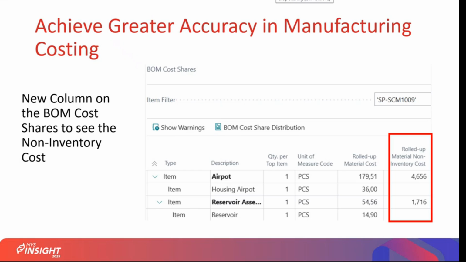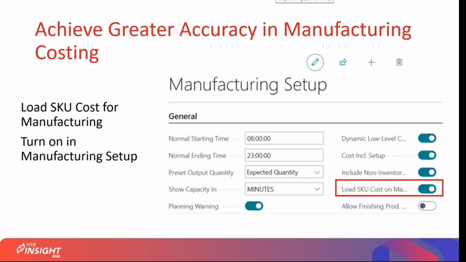Jamie, cool. The other part of this is it will add a new column on the BOM cost shares so you can see it. So here you can see over to the right, it's added the rolled up material non-inventory cost. So I can see that there as part of the cost share. This is kind of exciting and it's really a nice function to add.